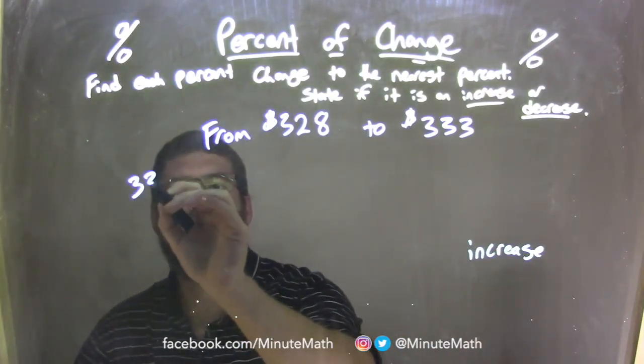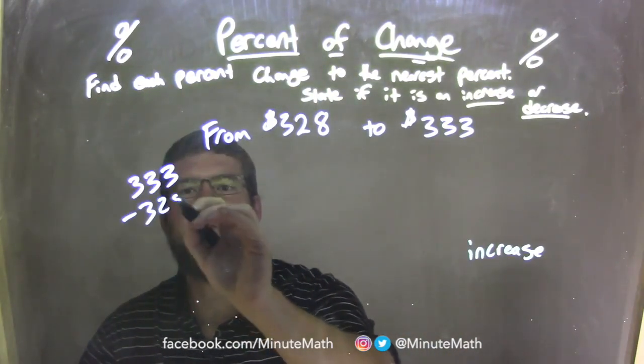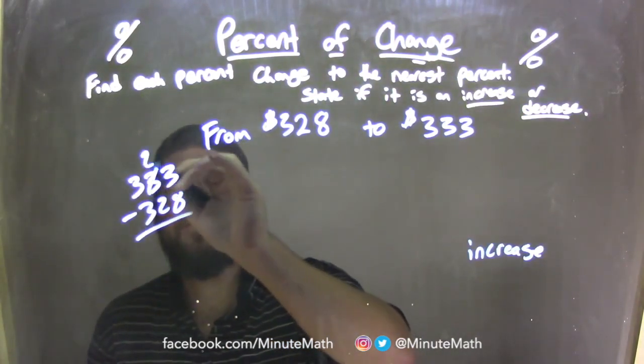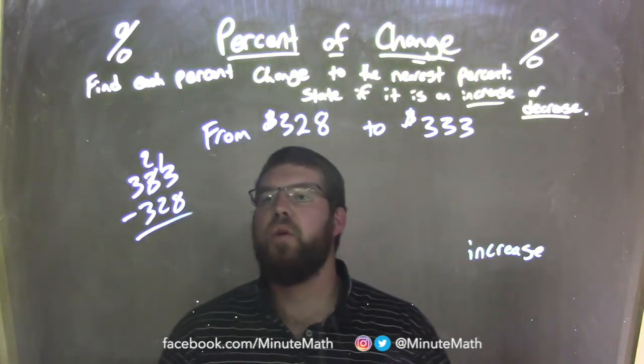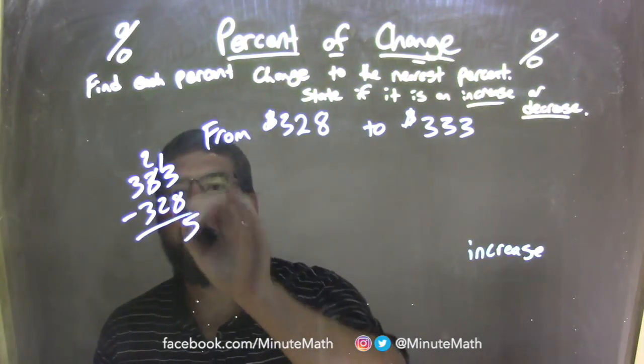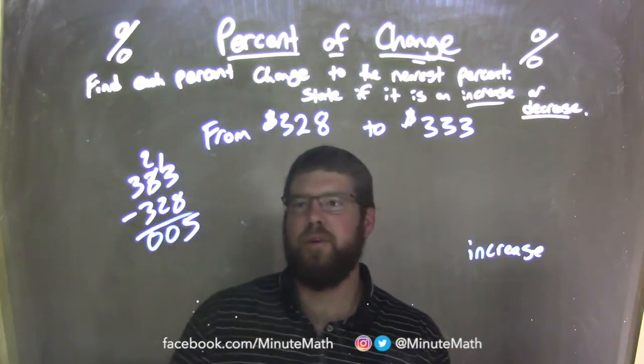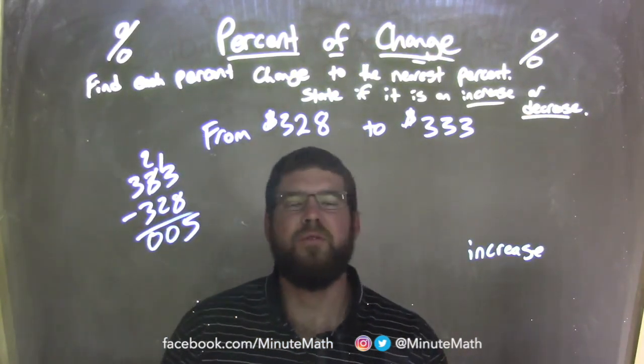So I take the large number, 333, and I'm going to subtract 328 from it. Well, 3 and 8 can't go together, so we have 2 here, 13. 13 minus 8 is a 5. 2 minus 2 is a 0, and 3 minus 3 is a 0, so we actually have just 5, right? There's a 5-unit difference between these two numbers.